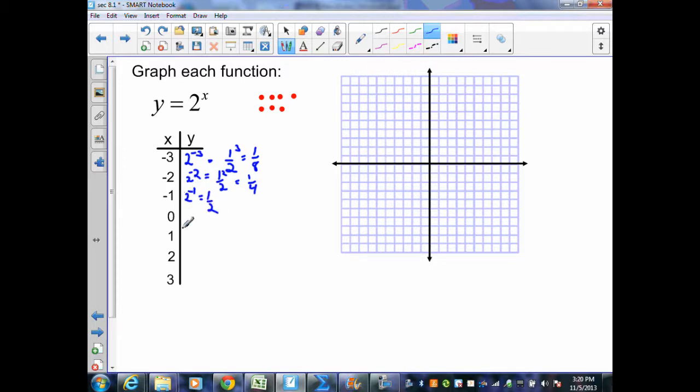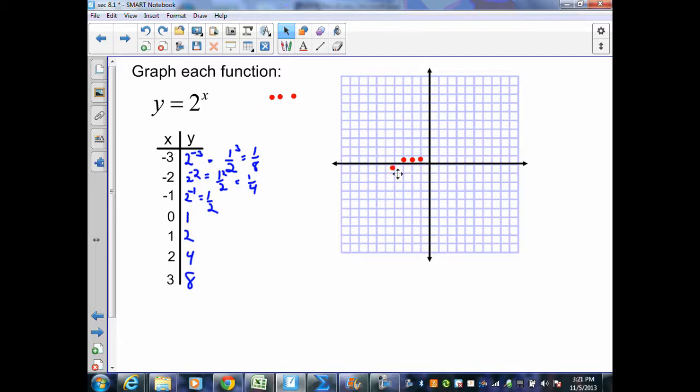2 to the 0, anything to the 0 power is 1. 2 to the first is 2. 2 squared is 4, and 2 cubed is 8. Now let's plot those points. I have negative 3, 1/8. I have negative 2, 1/4. It's going to look very similar since they're very close. Negative 1 plots at a half.